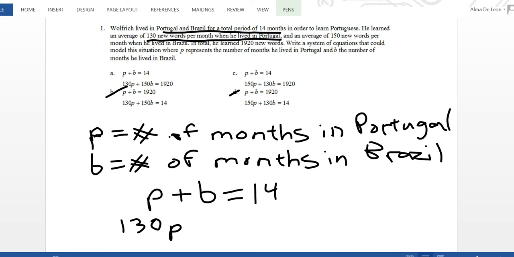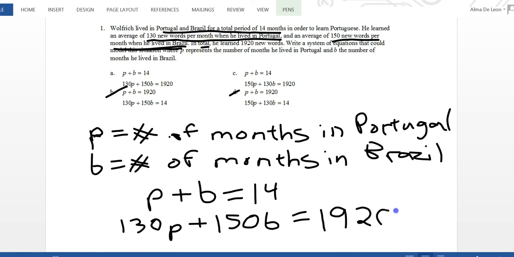He learned an average of 150 new words per month when he lived in Brazil. So that would translate to plus 150 times B, the number of months in Brazil. This should add up to, because it says total, 1,920. And so our answer is C.